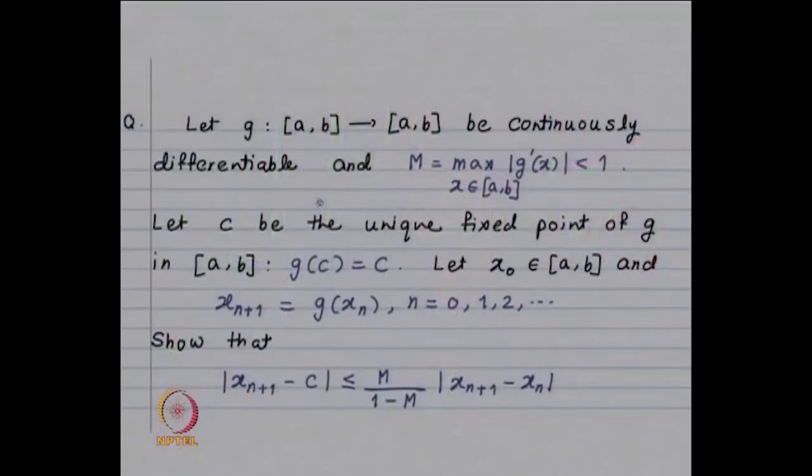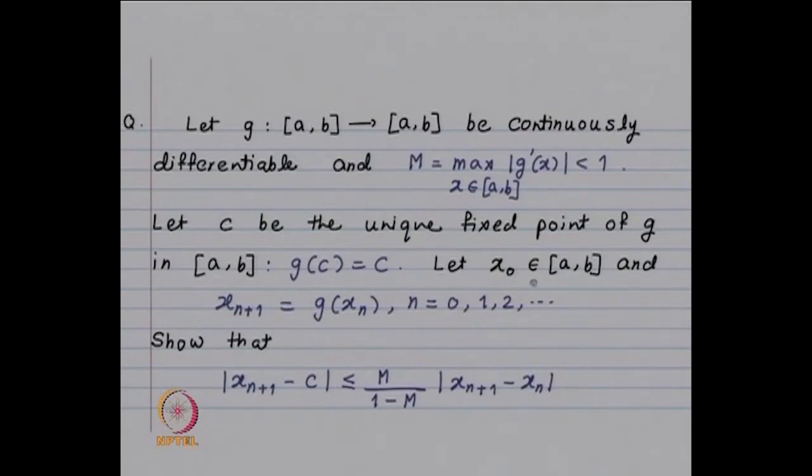In the lectures we have seen that we had left something to be done in the tutorial, so we are going to look at those problems also. Now first let us look at the first problem. The problem is: g is from a b to a b, a continuously differentiable function, and capital M is the maximum of modulus of g dash x, x belonging to a b, which is less than 1. Under this condition, g is going to have a unique fixed point in the interval a b. I call that fixed point c.